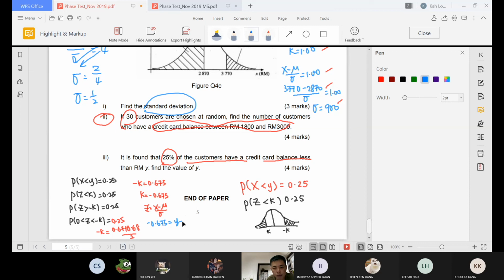I need to calculate the y. My mean will be 2870, and my sigma just now is 900. I have calculated that through part 1. So you calculate what your y is. Your 900 multiplied by negative 0.675, then you plus 2870. So you get y is 2262.5.